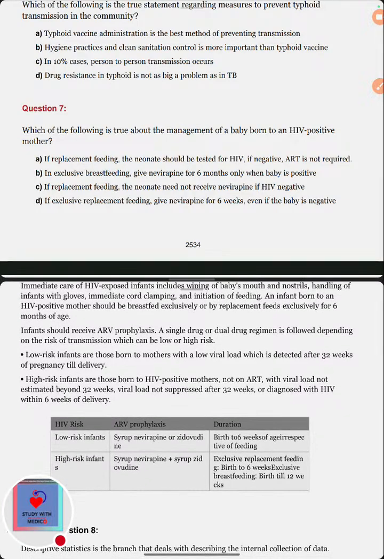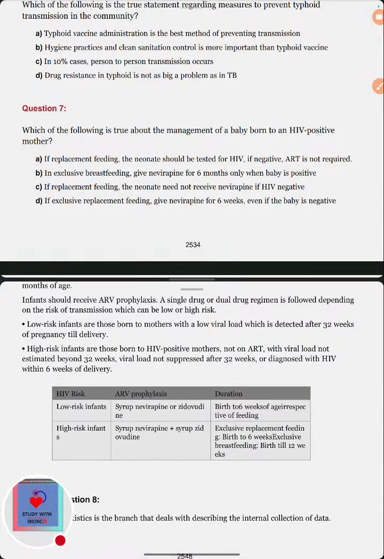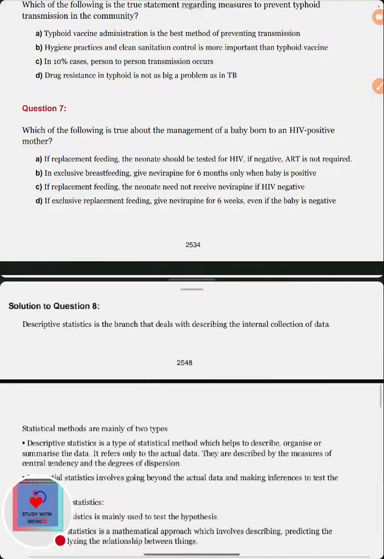Low risk infants are those born to mothers with a low viral load detected after 32 weeks of pregnancy till delivery. High risk are those born to HIV positive mothers not on ART, with viral load not estimated beyond 32 weeks, viral load not suppressed at 32 weeks, or diagnosed with HIV within 6 weeks.